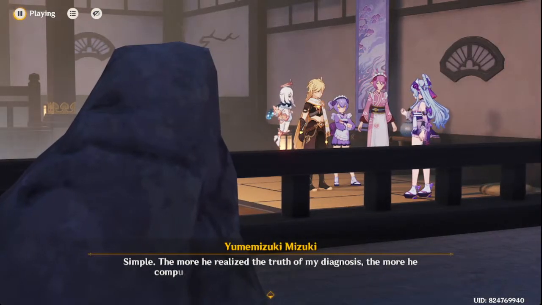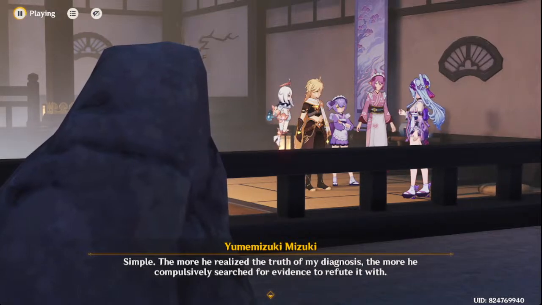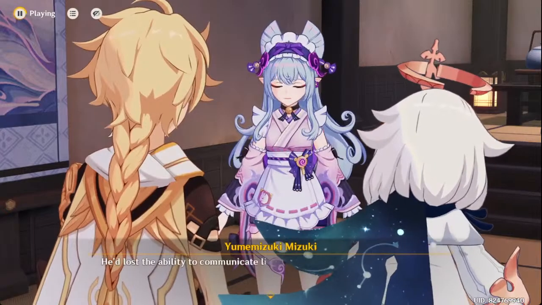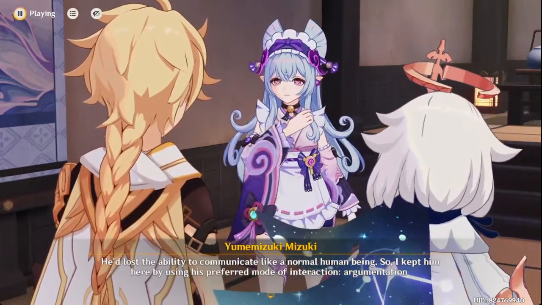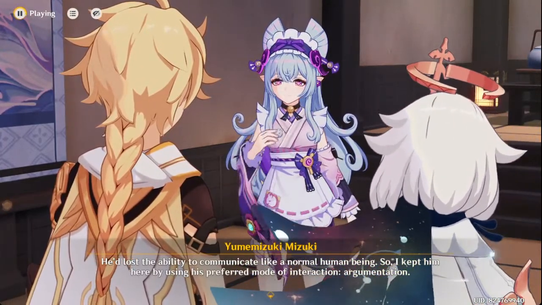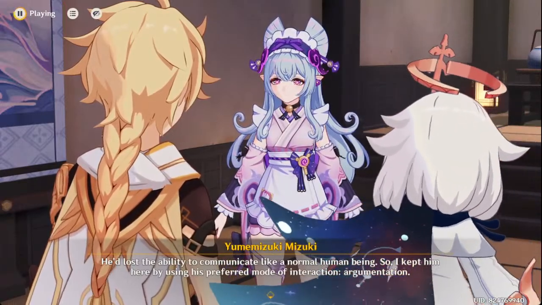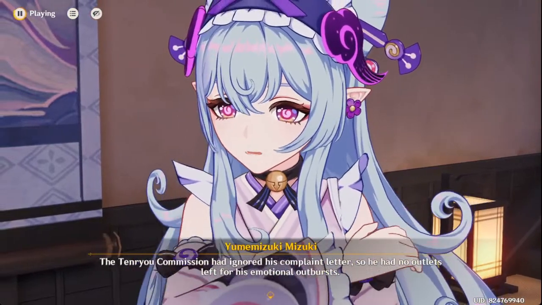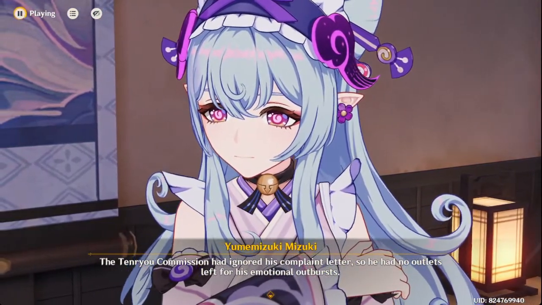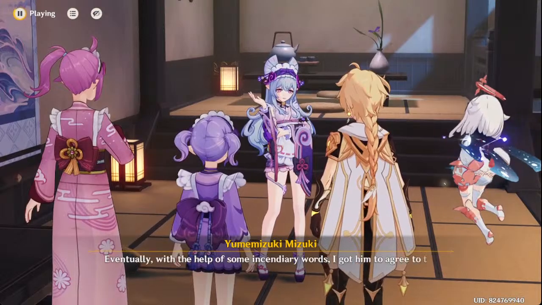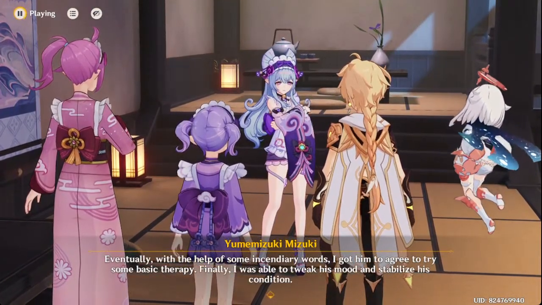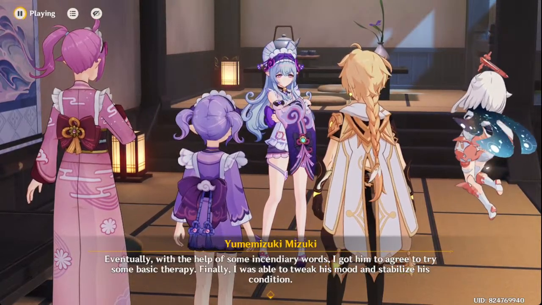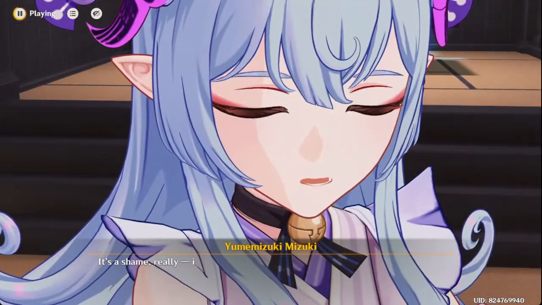Simple. The more he realized the truth of my diagnosis, the more he compulsively searched for evidence. So, okay, to naman siya refute sa it live with stream. He lost the ability to communicate like a normal human being. So I kept him here by using his preferred mode of interaction, pretty much argumentation. The Tenryou Commission had ignored his complaint letter, so he had no outlets left for his emotional outbursts. Eventually, with the help of some incendiary words, I got him to agree to try some basic therapy. Finally, I was able to tweak his mood and stabilize his condition. It's a shame, really.